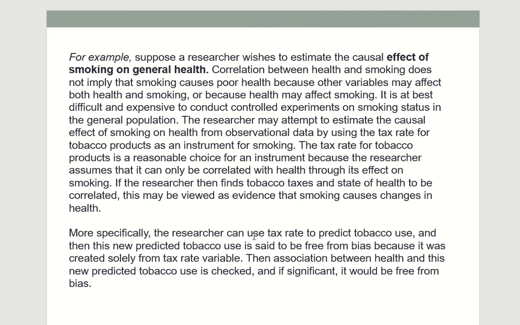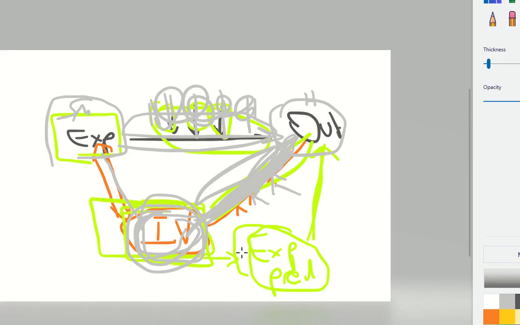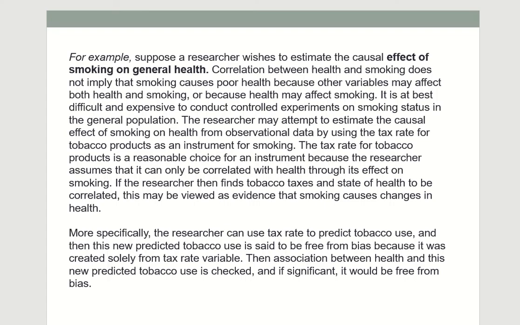More specifically, the researcher can use tax rate to predict tobacco use. So you're going to create a prediction of the tobacco use, and then this new predicted tobacco use is said to be free from bias because it was created solely from the tax rate variable. The association between health and its new predicted tobacco use is checked, and if it's significant, it would be free from bias. I hope it's clear now after we explained it.